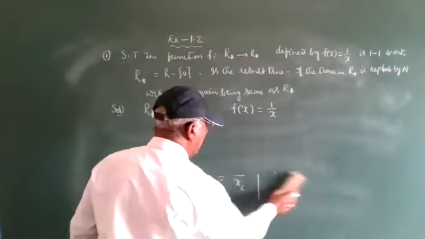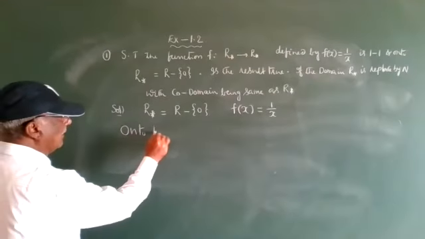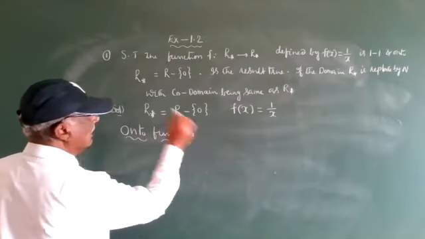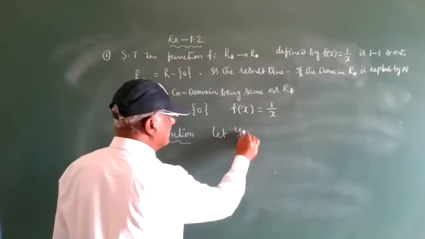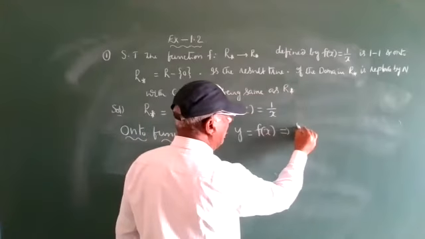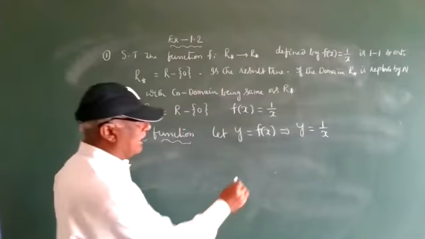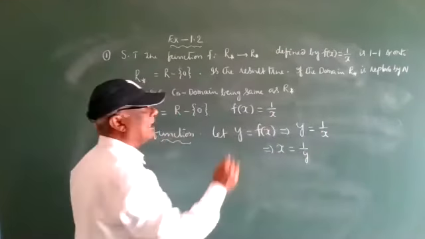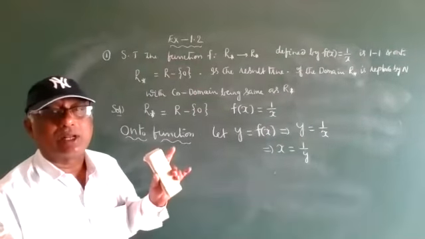Everyone observe the onto function. So what is the onto function? First let y is equal to f of x. Replace f of x value right now: y is equal to f of x, which is 1 by x. Now the x value is 1 by y. Y is an element of the codomain. Substituting the y value, we get the x values.